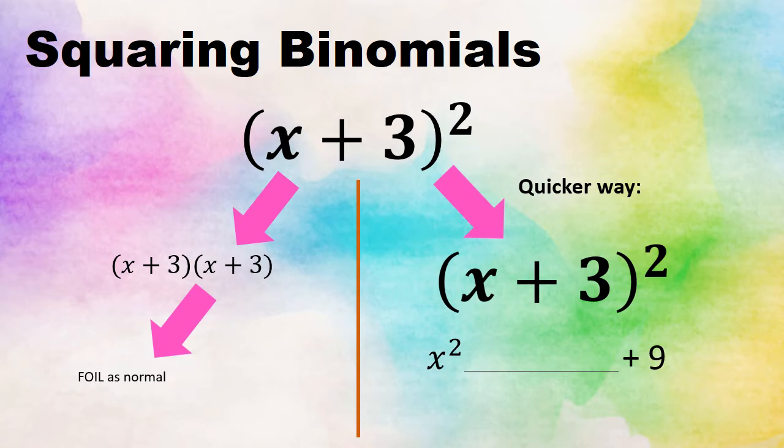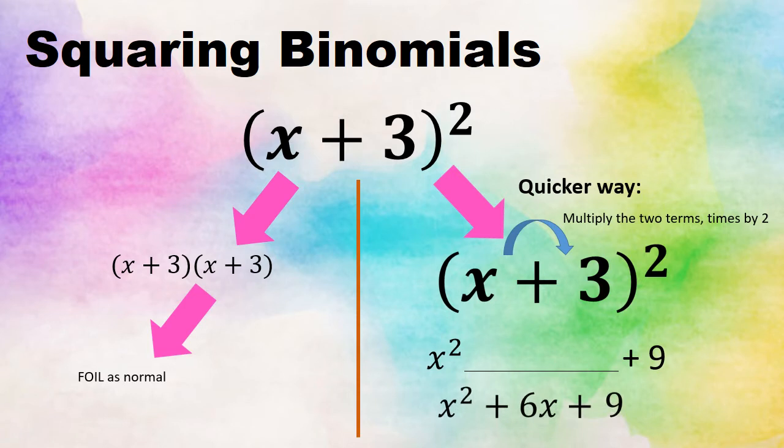So how do you get that middle term? You multiply the 2 terms inside the bracket with each other. So x times 3 is 3x. So you multiply the 2 terms and you times it by 2. Always. So 3 times x is 3x, times by 2 is a positive 6x. And that is the term that falls into the middle. And there's no simplification. There's your simplified answer. And you can see that's a lovely trinomial.